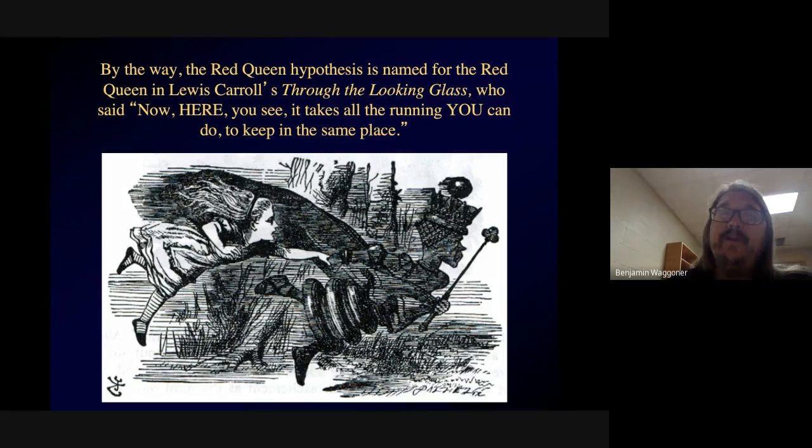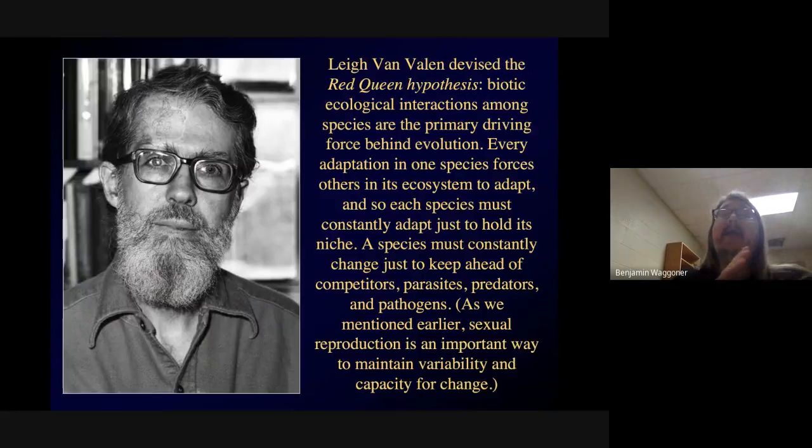Through the Looking Glass is set in the middle of a weird chess game. The pieces are white and red instead of white and black. And there's a bit where Alice encounters the Red Queen, who starts running, and Alice has to run very fast to keep up with her. And when they stop running, they're exactly in the same place they were before. And Alice says, where I'm from, when I run, I usually get somewhere. And the Queen says, well, that's stupid. Here, you see, it takes all the running you can do to keep in the same place. And that's why Lee Van Valen called this the Red Queen hypothesis.